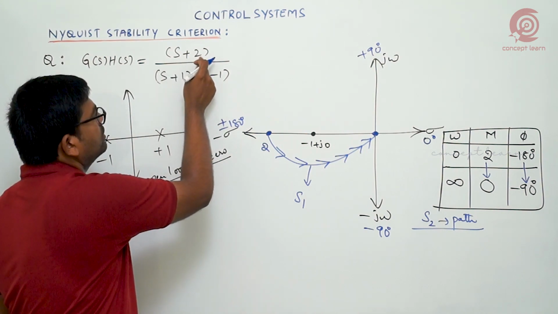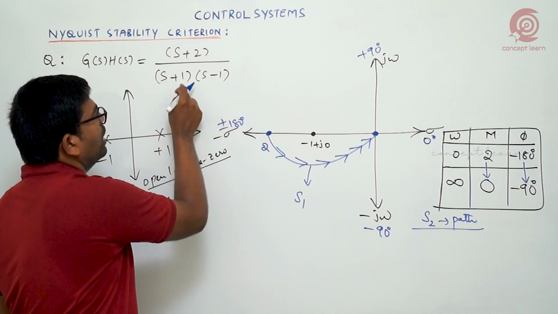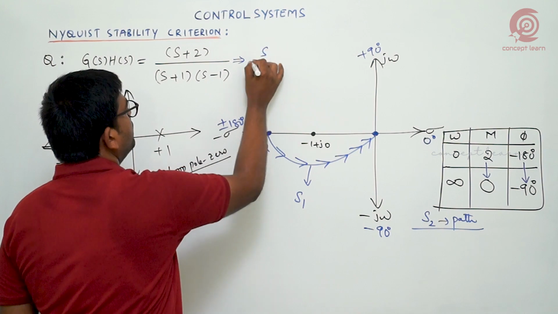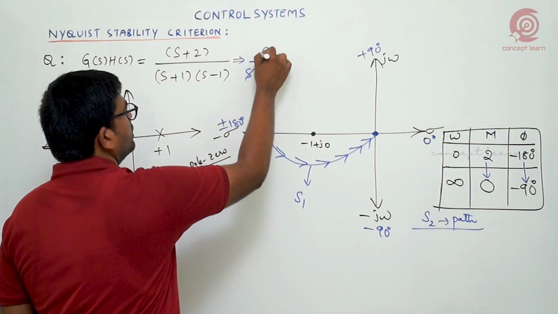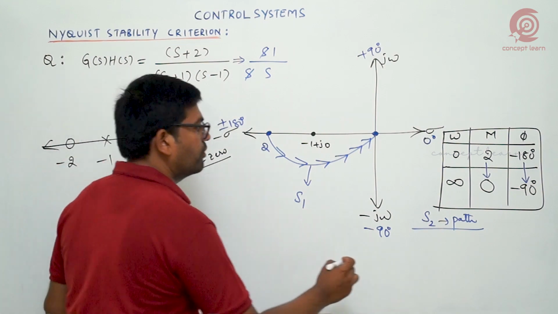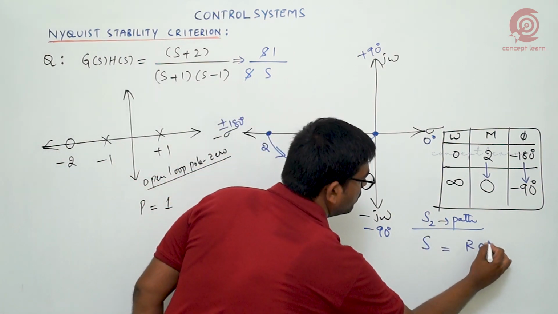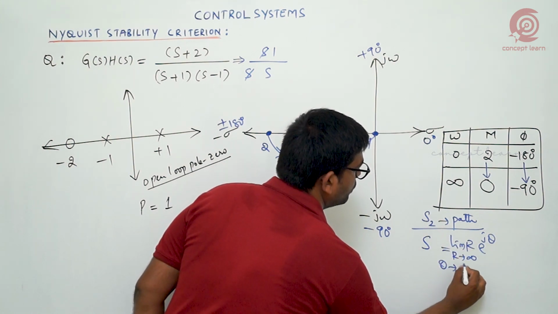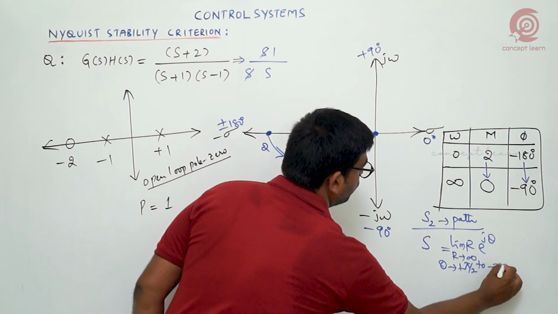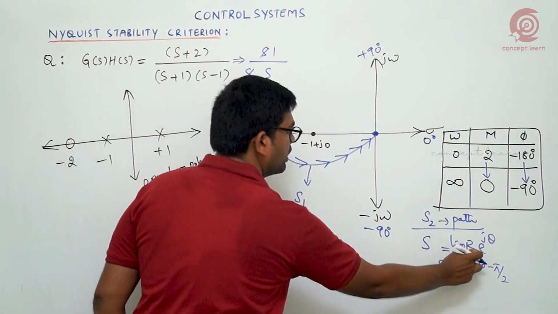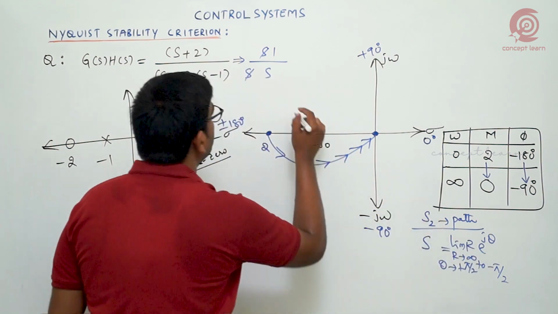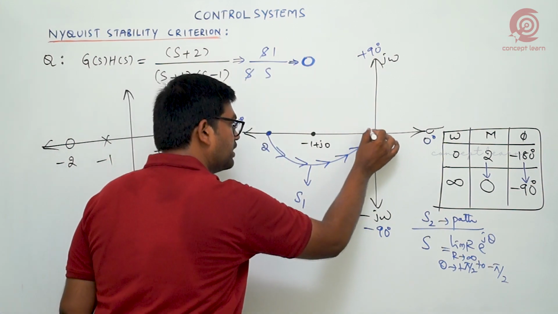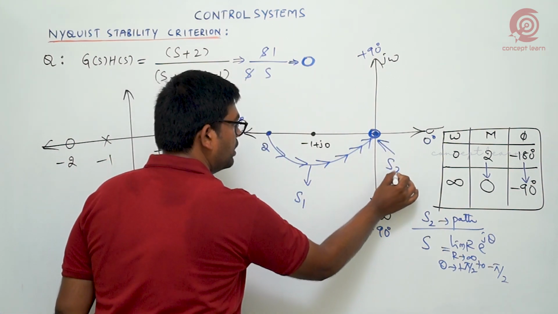Infinity you are adding with 2, 1 or minus 1, there won't be any change. So I am just writing only the S terms, S by S, S. The 1s will get cancelled, only 1 by s will be there. Wherever s is there, we substitute r e power j theta, where r tends to infinity and theta goes from plus 90 to minus 90. So r tends to infinity means s tends to infinity. 1 by infinity becomes 0 only. S2 is present only at 0. This is S2.